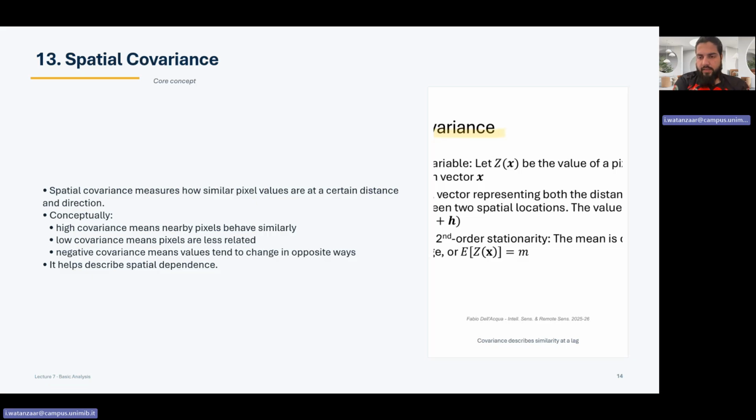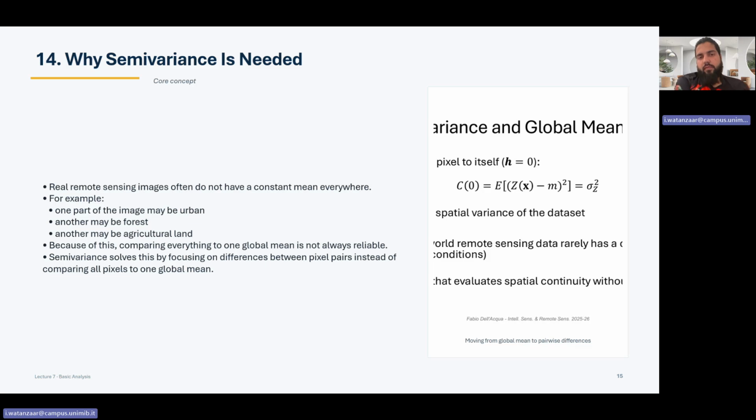Or here we can understand we should differentiate them. Negative covariance means values tend to change in opposite ways. Like you can say one of the values is going in an increasing way, and the other pixel values, at a certain distance or direction, are going in a decreasing way. So this tends to be negative covariance. It helps describe the spatial dependencies. So it is exactly helping us to show the spatial dependencies. And what exactly spatial dependencies are, we'll see further.